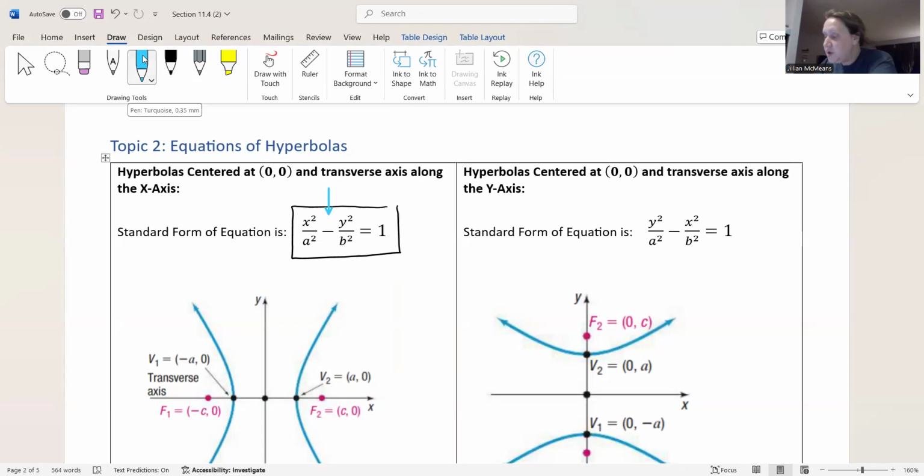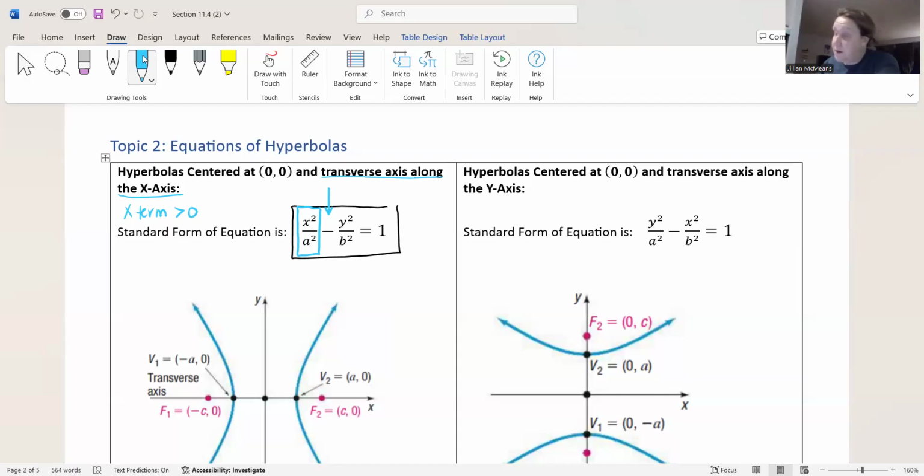The other thing that you have to be very mindful of is which term comes first. Do we have our x term or our y term first? When the x term is positive, that is where your transverse axis is going to be a horizontal axis. In this case, it's very specifically going to be the x-axis. If you're centered somewhere other than the origin, you're just going to have some kind of horizontal transverse axis.